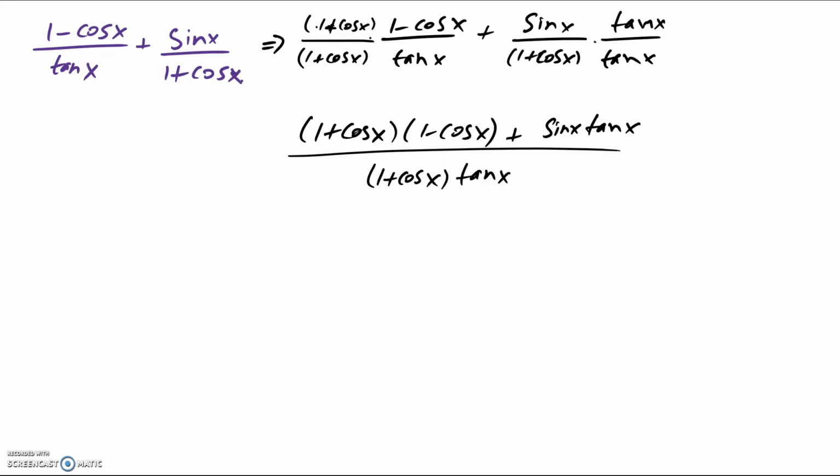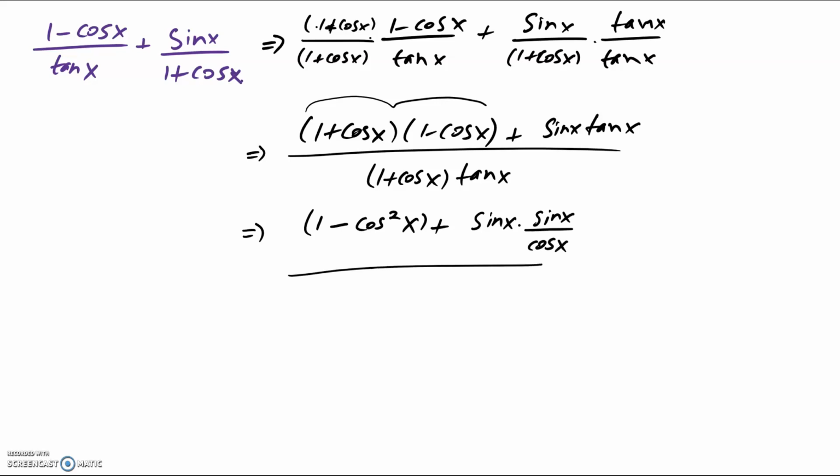If you remember, in the past question, I explained that when you have the expression 1 plus cos x times 1 minus cos x, we will use the formula a squared minus b squared equals a plus b times a minus b. By using that formula, this part of the question is going to change into 1 minus cos squared x plus sin x, and now here you have tan x. On tan x, now I will use the identity, and we will get sin x over cos x.